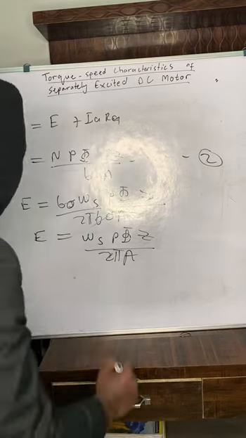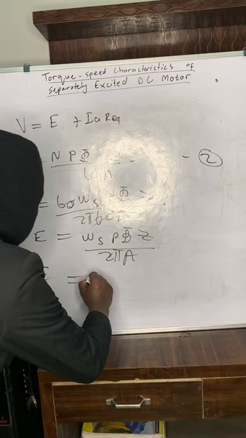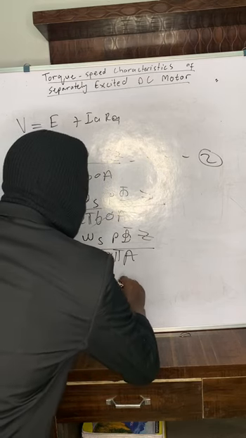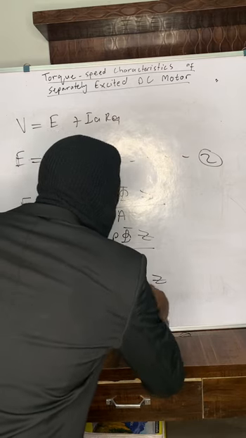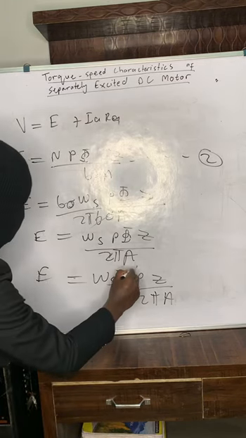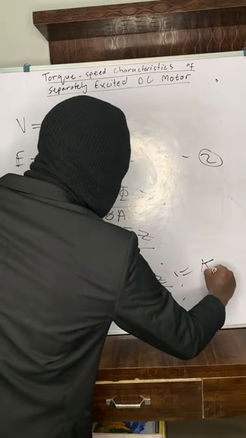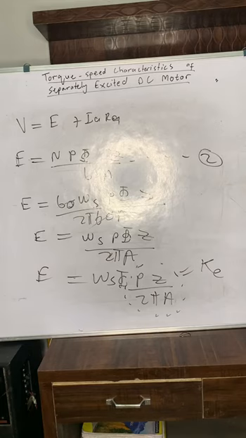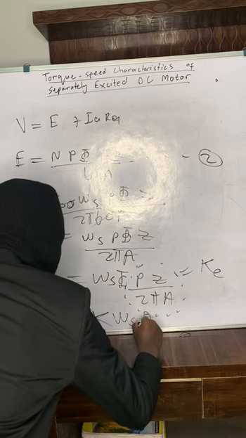So now we can see that, as we arrange this equation, E is equal to omega S phi P Z over 2 pi A. You can see that this is a constant. Let us just equate it to a constant Ke. So our E is equal to Ke omega S phi.